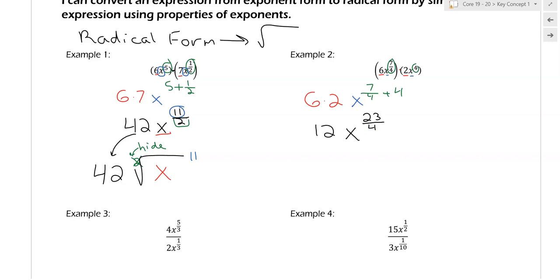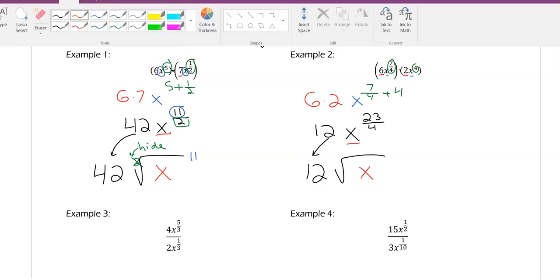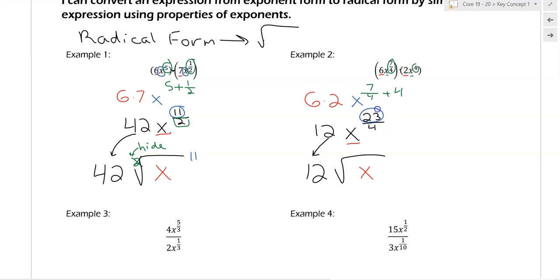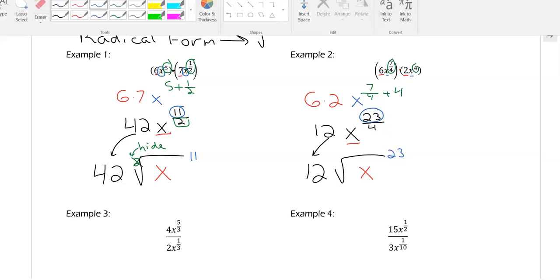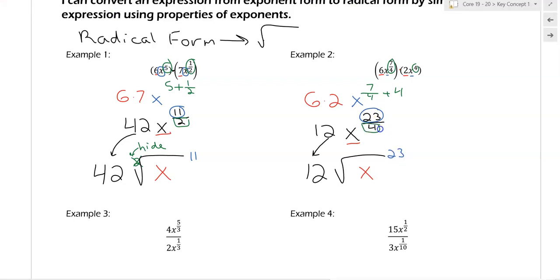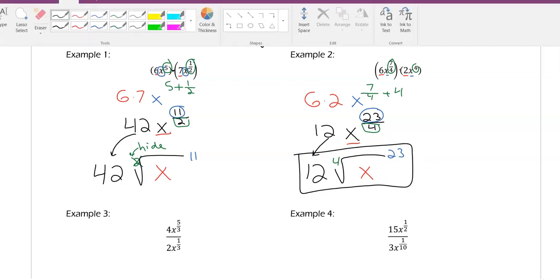Now that we've multiplied, we're switching it to radical form. Again, that 12 is not with the x, so it goes on the outside. Then I have middle, right, and then left. So 12 times the 4th root of x to the 23rd. Okay. All right.